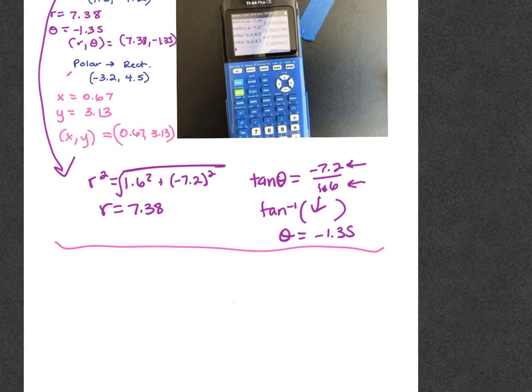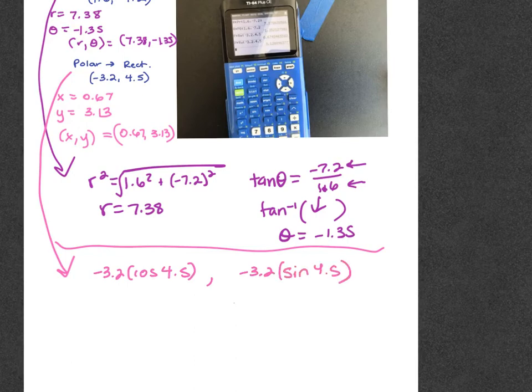To do polar to rectangular with a standard scientific calculator, you take negative 3.2 and multiply it times the cosine of 4.5, and then you take negative 3.2 and multiply it times the sine of 4.5. Again, make sure it's in radians. On a basic scientific calculator, you'll do 4.5, then hit cosine, then multiply it by negative 3.2, and you'll get the 0.67. Take 4.5, hit sine, then multiply it times negative 3.2, and you'll get 3.13.